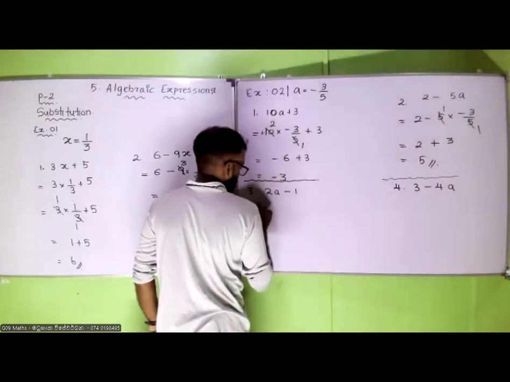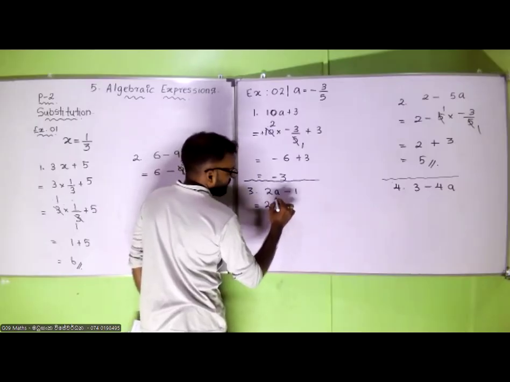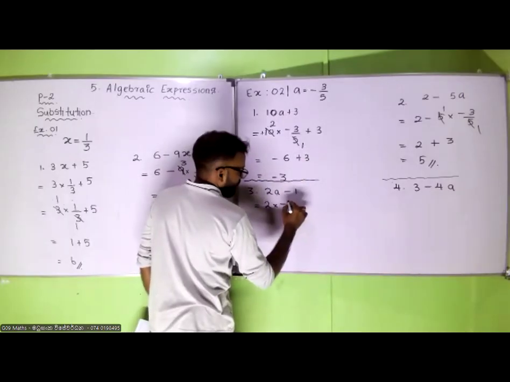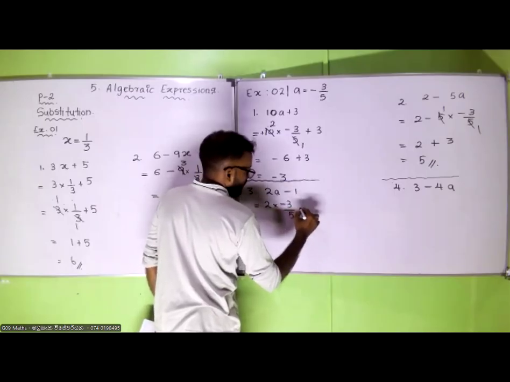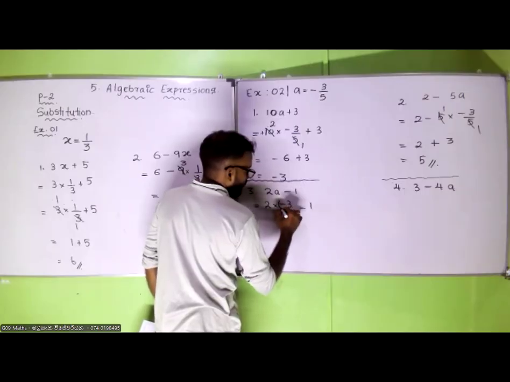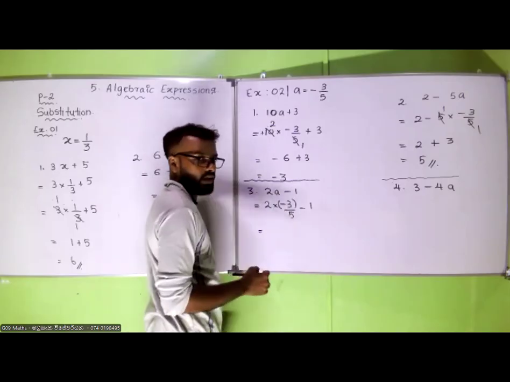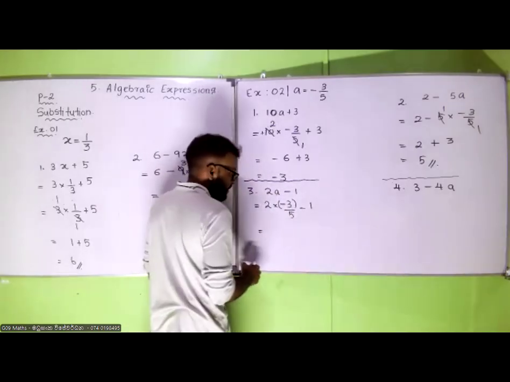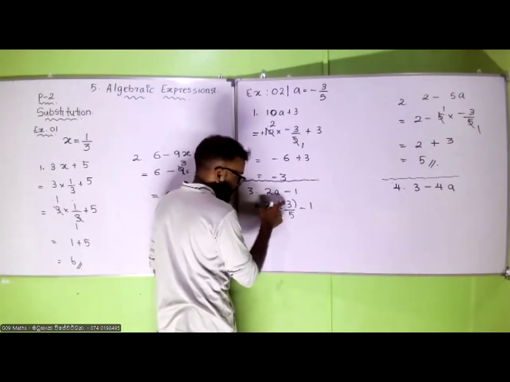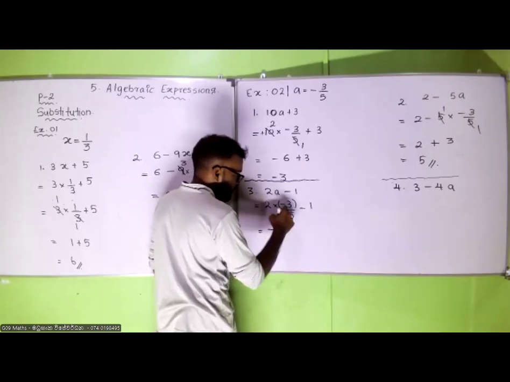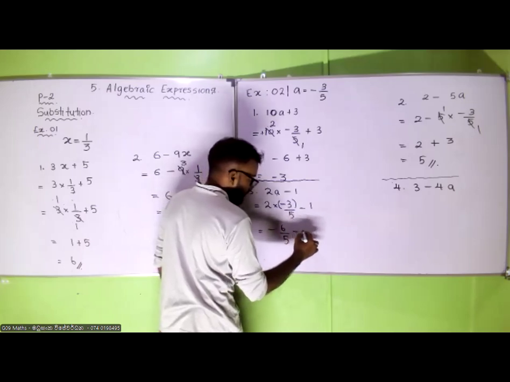Make equal mark. So here 2 times a. A means negative 3 divided by 5. Negative 1. If you want, you can use brackets, and if you are tabulating again, you can use brackets. Now this is positive 2. Positive into negative, negative. 2 times 3, 6. 6 divided by 5. Negative 1.